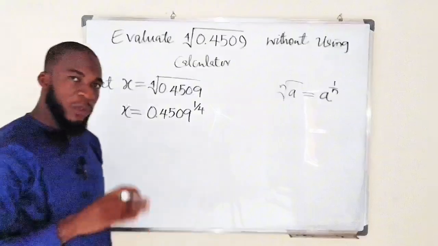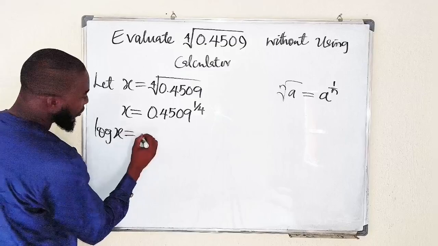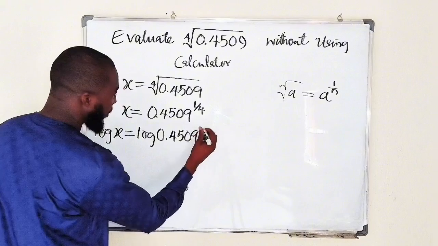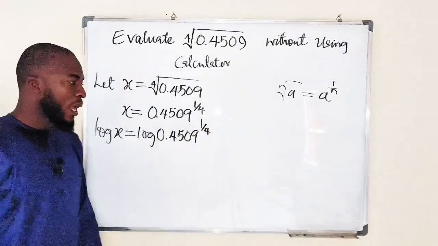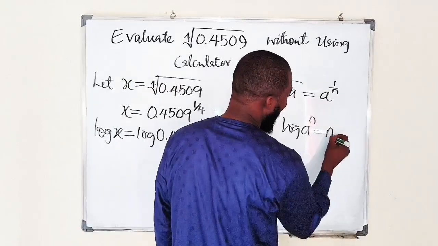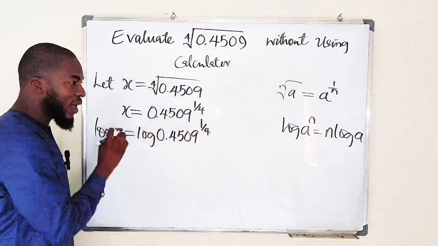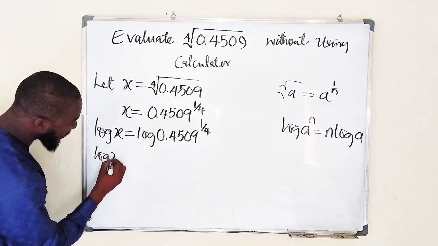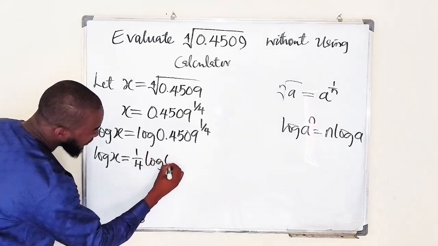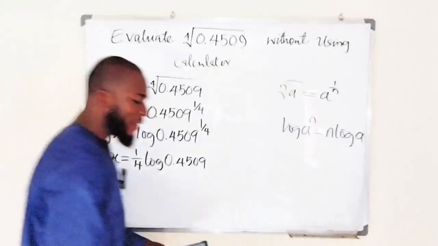Now we are going to introduce logarithm. Take log on both sides. We have log of x equal to log of 0.4509 to the power of 1 over 4. Another law of logarithm which states that log of e raised to the power of n is equal to n multiplied by log of e is what we are going to apply here in order to drop this exponent down. So we have log of x to be equal to 1 over 4 multiplied by log of 0.4509.